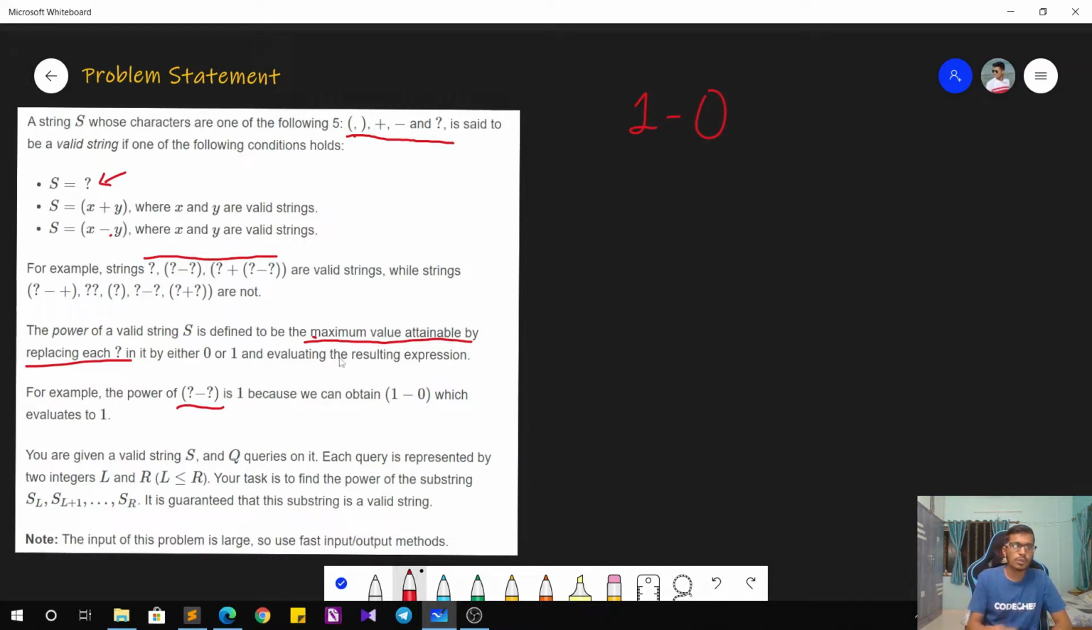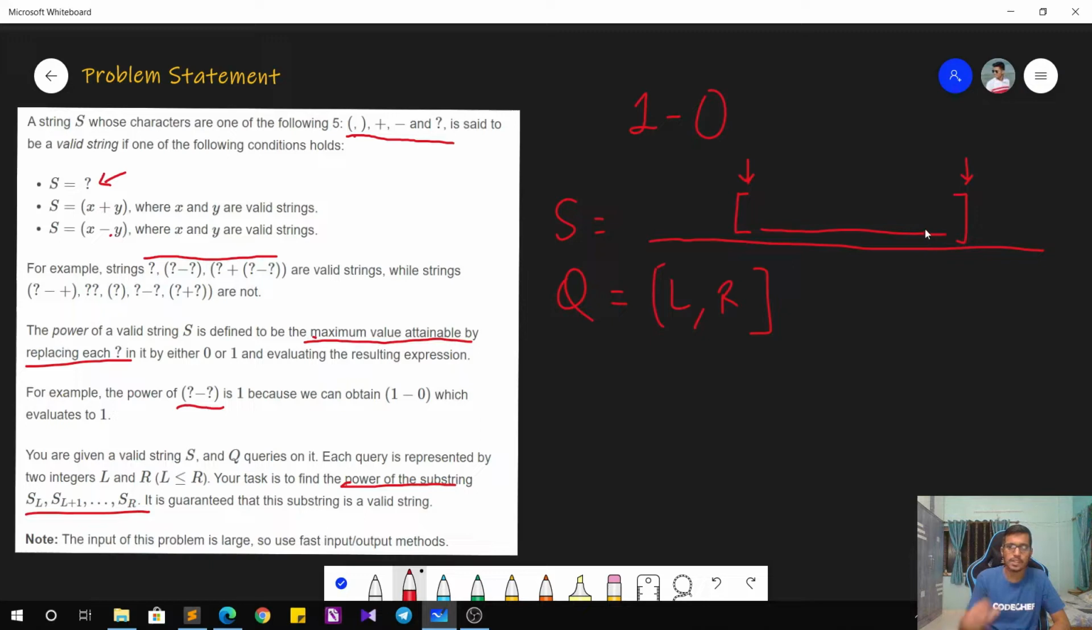Okay, so what is the question now? The question is that we are given a valid string S. So we will be given a long string S which is guaranteed to be a valid string, and we will also be given some queries along with it. So Q queries are given. Each query is represented by two integers L comma R. Okay, and we have to find the power of the substring S_L to S_R, meaning that we have to take the Lth character, the Rth character, and then whatever is this substring, we have to find the power of this string.